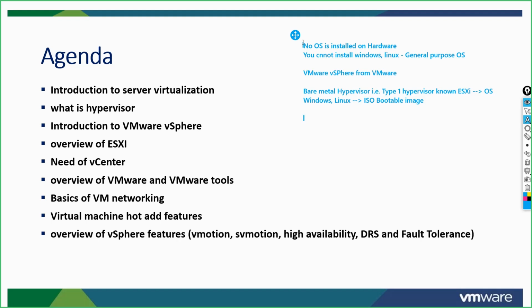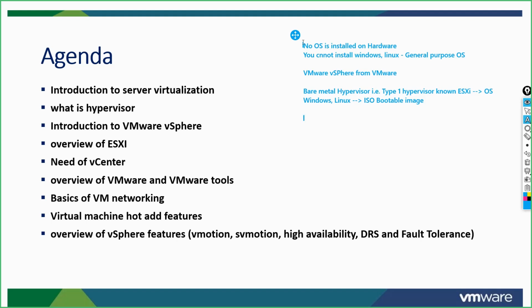In a Windows operating system, you install Windows, and on top of it you can install multiple applications. You can install Google Chrome, VLC Media Player, antivirus, Mozilla Firefox, Microsoft Word, PowerPoint, many applications. But this is not the case with the hypervisor, which in VMware is ESXi.